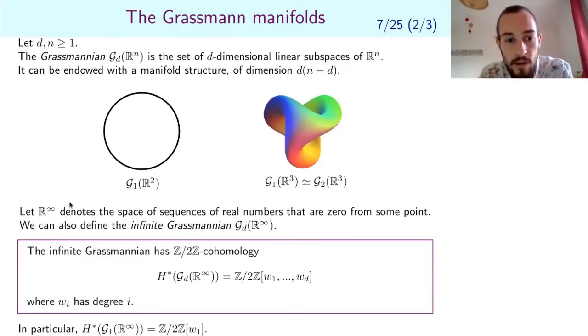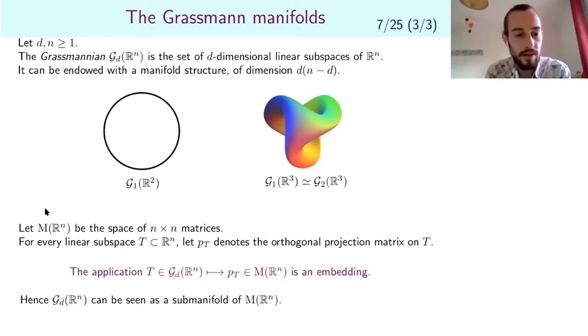So if you take D equals 1, G1 of R infinite, so this is a set of lines in R infinite, its cohomology algebra is the polynomial ring with one indeterminate. So just to be clear, when I say Wi has degree i, it means that Wi is an element of the ith cohomology group of GD of R infinite.